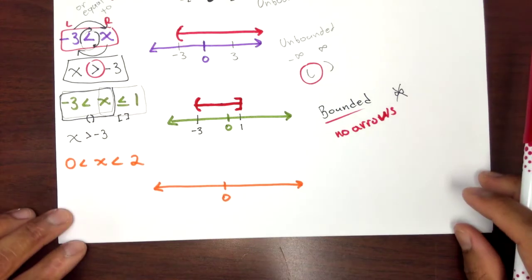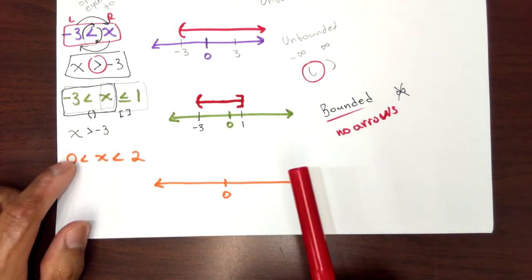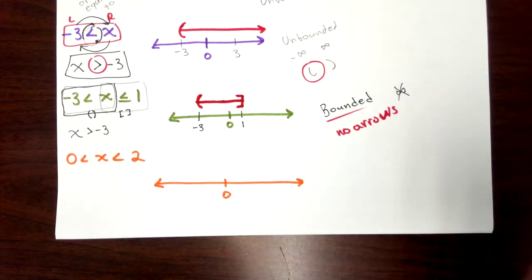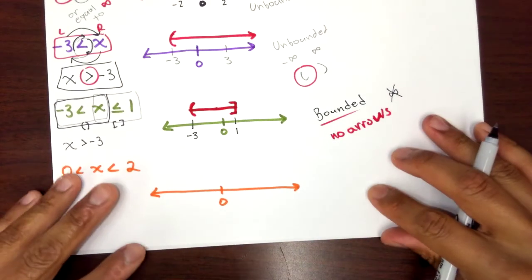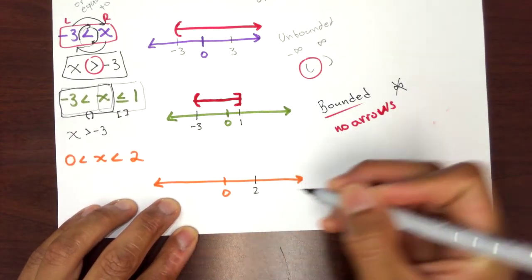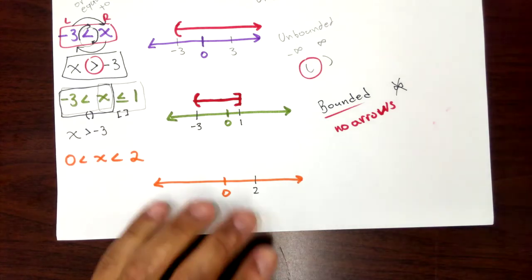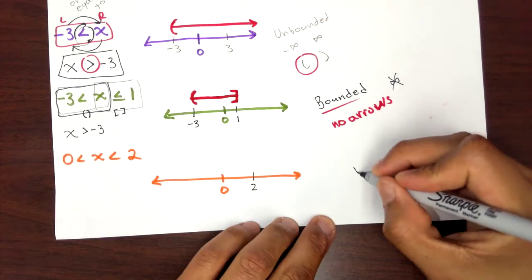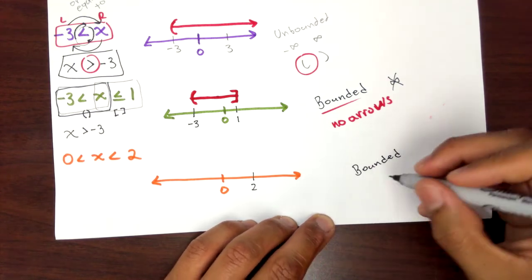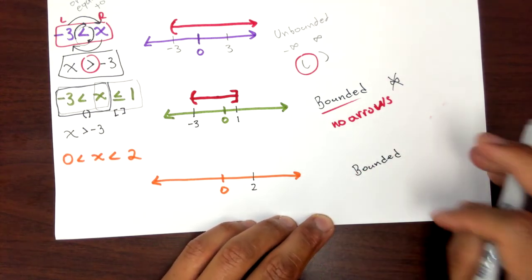Moving on, this is the last one that we're going to do. 0 is less than x, which is less than 2. Right off the bat, let's go ahead and draw that. We already have 0 on there, so we don't need to draw any negative points. But we're going to draw point number 2 right here. Is it bounded or unbounded? It's going to be bounded in this case, which means no arrows, no infinities.